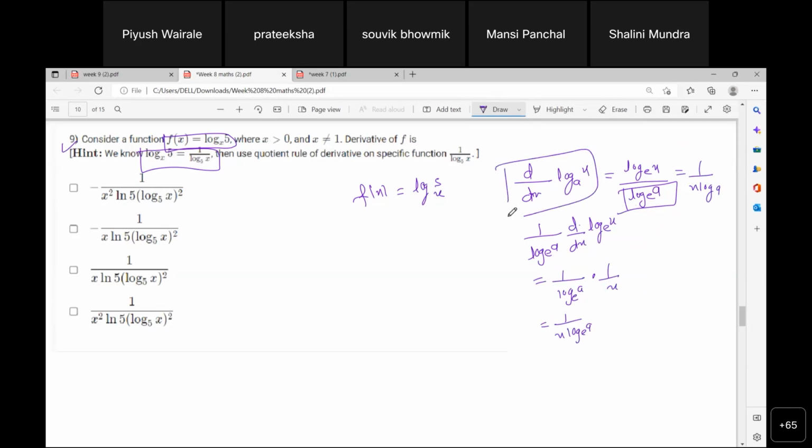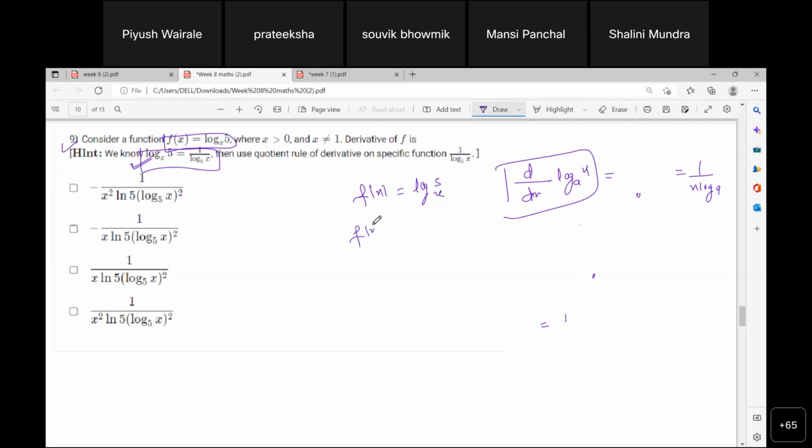Directly I can say, without applying the base change formula also, you can remember it like this: it is 1 upon x log of a. So we cannot apply this differentiation directly here, because we don't have the differentiation for log of a to the base x, right? That's why we're applying this rule. The hint is given to us, this log base property, right?